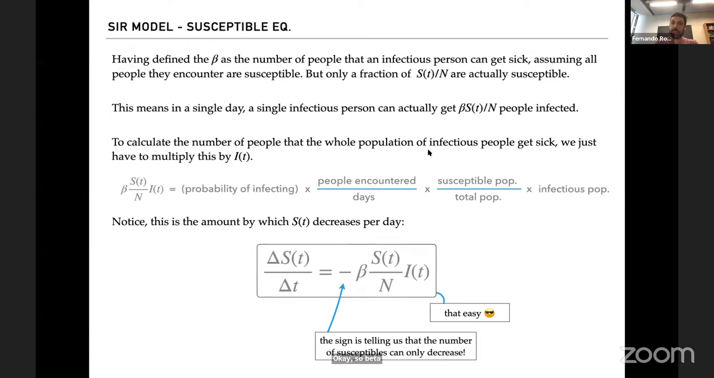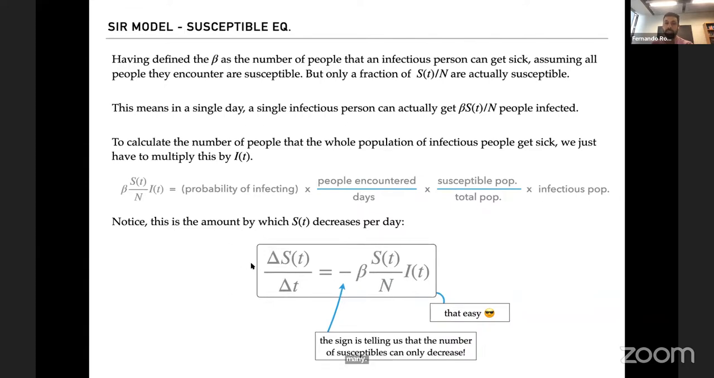the whole change in the population that actually gets sick because of the interactions of the susceptible people with the infectious people will be of this form, where beta is the probability of infecting, and S over N is the people encountered per day times the actual susceptible population over the total population. And this part here corresponds to a single infectious person. But there's not only a single one, there are many. Therefore, we have to multiply by the number of infectious population overall.